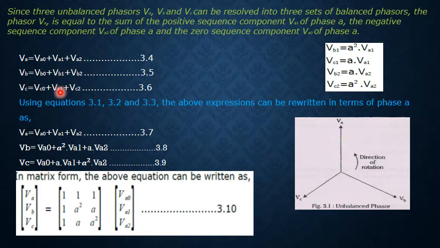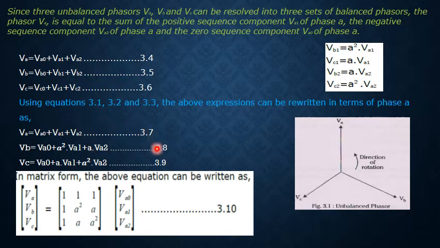Then vc1, what we obtained previously, vc1 was equal to a into va1. So instead of writing vc1, I'm going to represent it as a into va1. And vc2, what we obtained previously, vc2 is equal to a square into va2, that was in terms of phase A. So instead of writing vc2, I'm going to represent it by a square into va2 over here. So thus we obtained three equations, right?